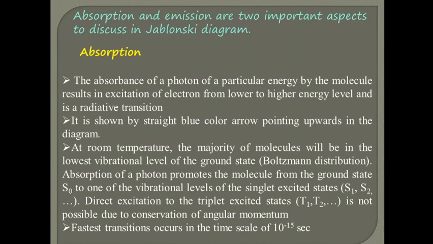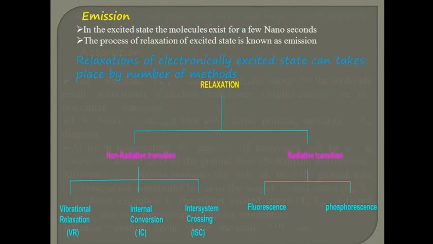Absorption of a photon promotes a molecule from the ground state to the next vibrational level of the excited state, that is S1, S2, etc. Direct excitation to the triplet excited states is not possible due to conservation of angular momentum. Only excitation from S0 to S1 and S2 takes place, but it is not possible from S0 to T1 and T2 states. Emission. Relaxation of electronically excited states can take place by a number of methods.